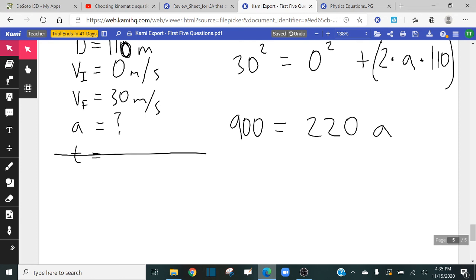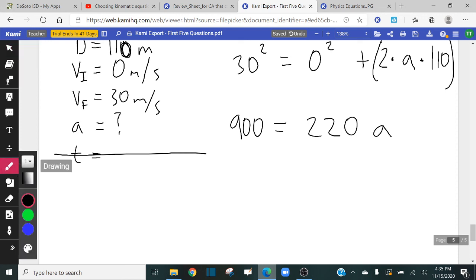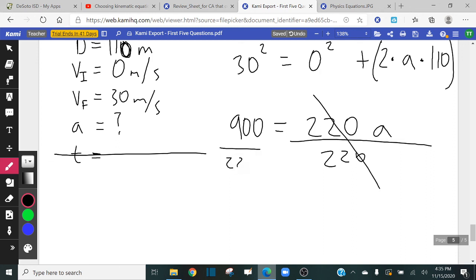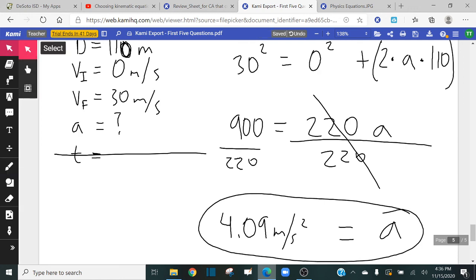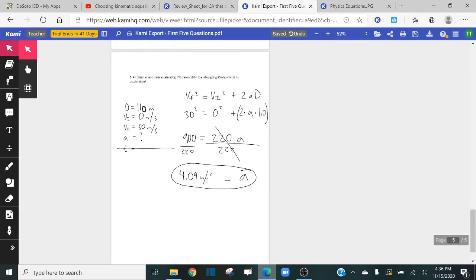Now, lastly, in order to get A by itself, we just have to divide the right-hand side by 220. That goes away. Whatever to one side, we have to do to the other. And when we do that, we're left with 4.09 meters per second squared for the magnitude of our acceleration. Of course, that is number 5.